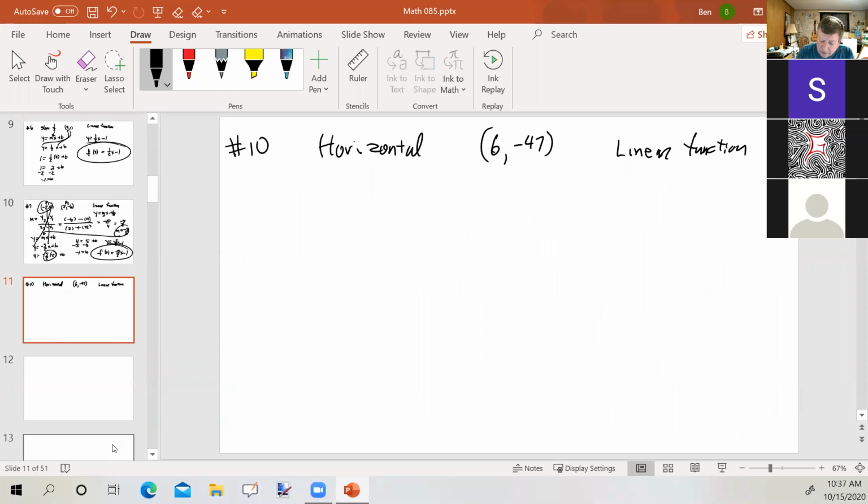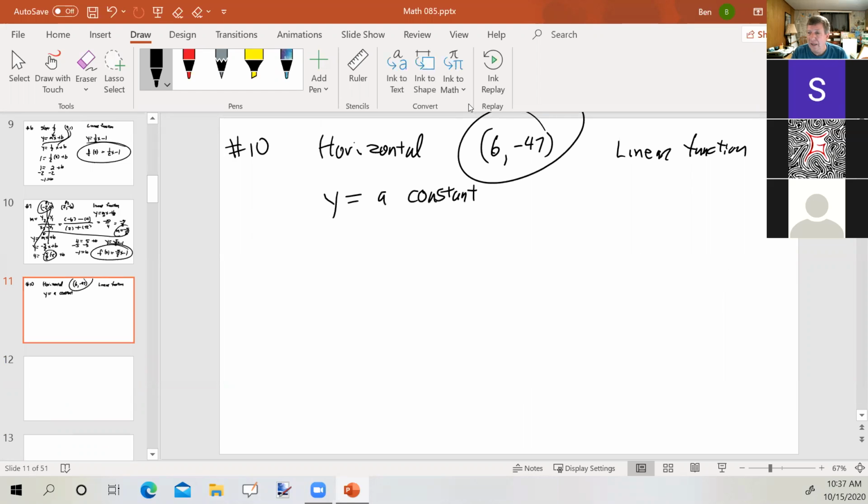All right. Finally, the equation of a horizontal line that passes through the point (6, -47). Well, a horizontal line is in the form of y equals a constant. Since this point has a y value of -47, the y value would have to be -47. So f of x equals -47.